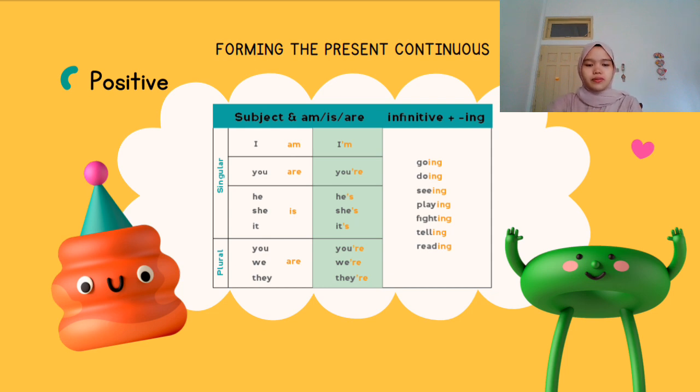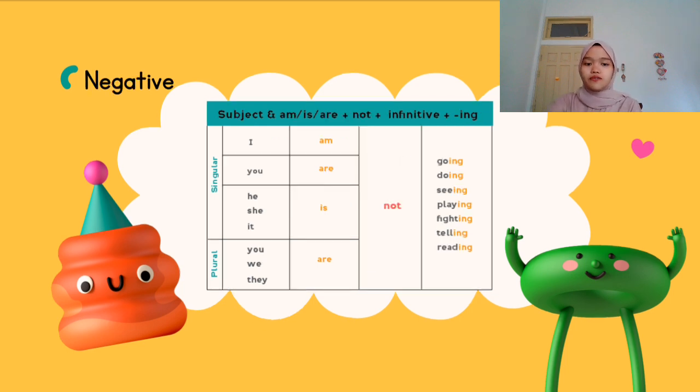And other example. And for negative form, we just need subject plus to be plus not plus present participle. So for the example, he, the subject, is the to be, plus not plus present participle playing. So he is not playing. Or we can say that he isn't playing, like this.